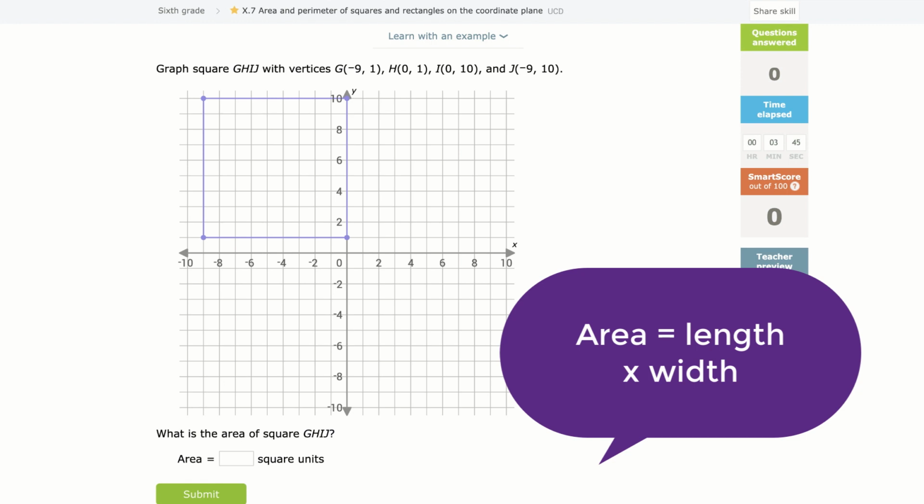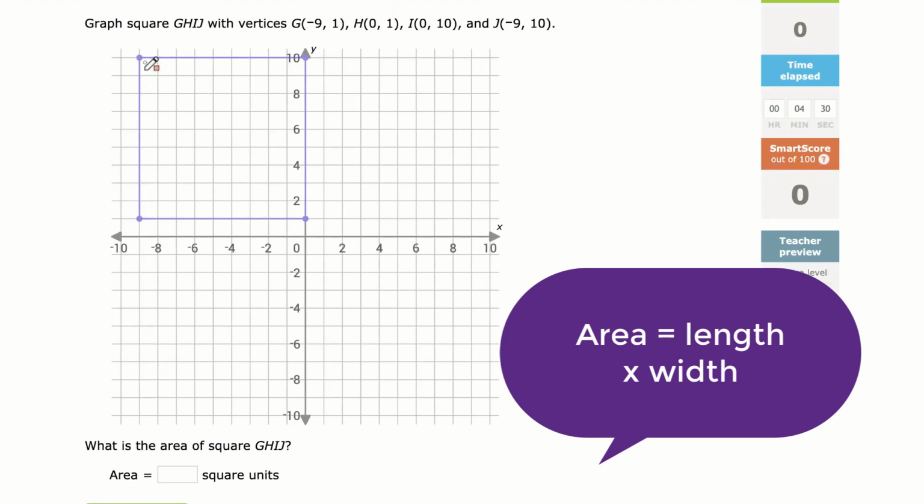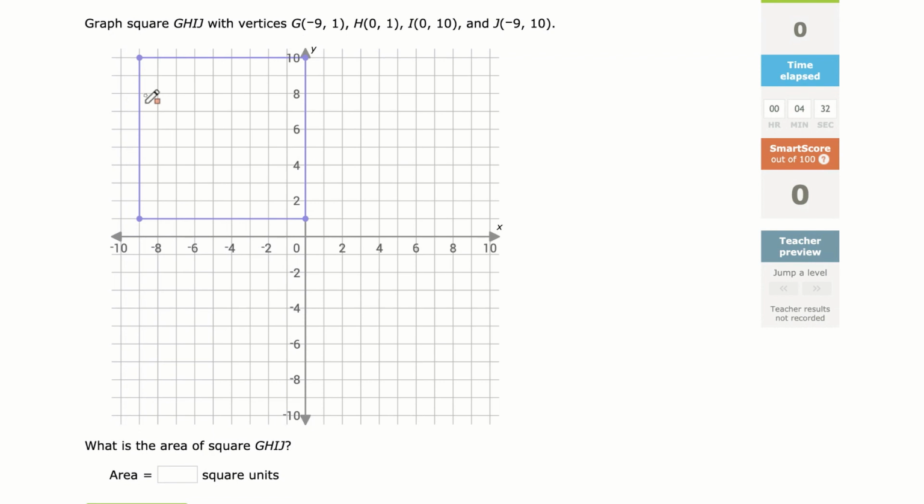If you remember, area is length times width. This side here is 1, 2, 3, 4, 5, 6, 7, 8, 9 units long. I could have also gotten 9 by subtracting 10 minus 1. This Y coordinate here is 10, the Y coordinate here is 1. They're on the same side, so I subtract. They were within the same quadrant. I subtract, I get 9. So this side is 9, and they told me it's a square, so all the sides are 9. So to find the area, it's 9 times 9, and that would give me 81. So the area is 81 square units.